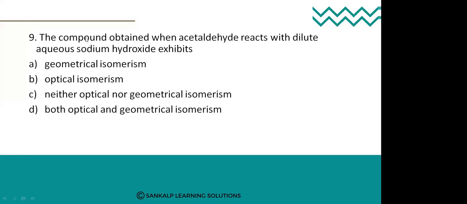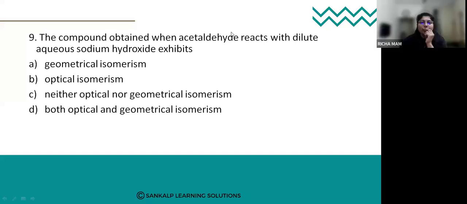The compound obtained when acetaldehyde reacts with dilute aqueous NaOH exhibits: A, geometrical isomerism, B, optical isomerism, C, neither optical nor geometrical isomerism, D, both optical and geometrical isomerism. We have studied isomerism, so I won't repeat it again. Which is the compound obtained when acetaldehyde reacts with dilute aqueous sodium hydroxide?